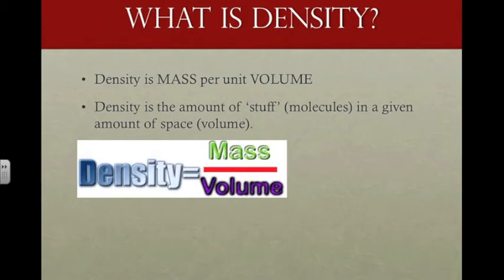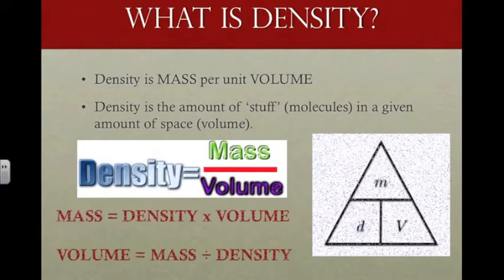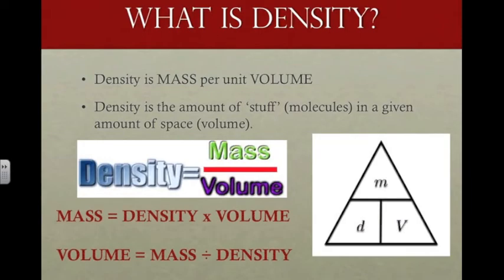Now to calculate density, you're going to have to do some math, and the formula for density is mass divided by volume. So that's really the only formula that you need to memorize. However, if you like using a little triangle method like we did for speed and then also for Newton's second law, you can use that for density as well.